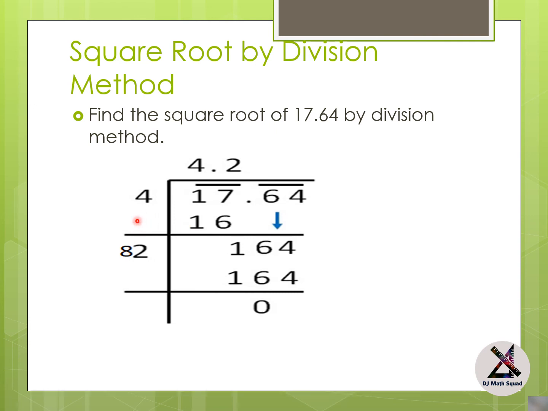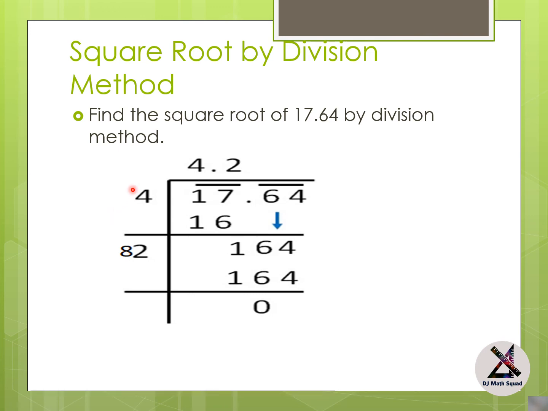So 17. You remember what we started with: 1 into 1, 1, 2 into 2, 4, 3 into 3, 9, and 4 into 4, 16. So 16 is near to 17 and it is lesser than 17 also. So when you subtract, you get 1. 4 is written here, 4 is written in the quotient.